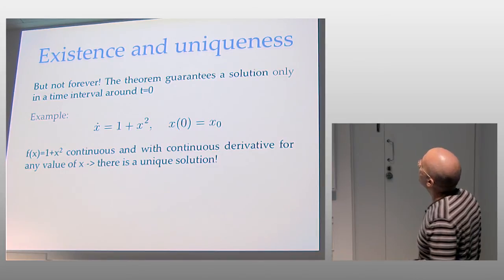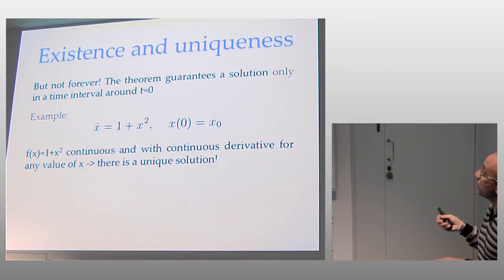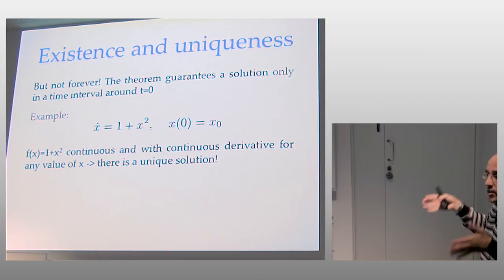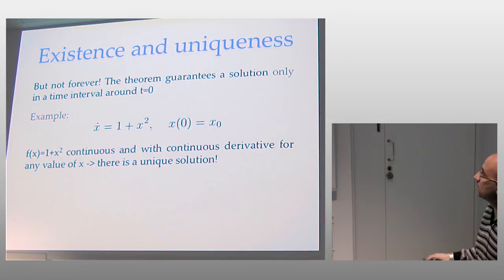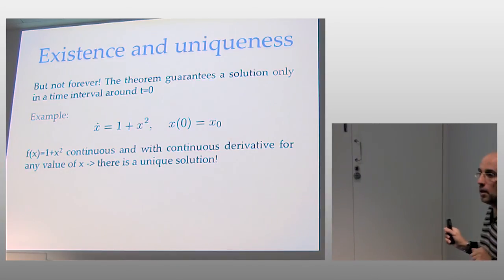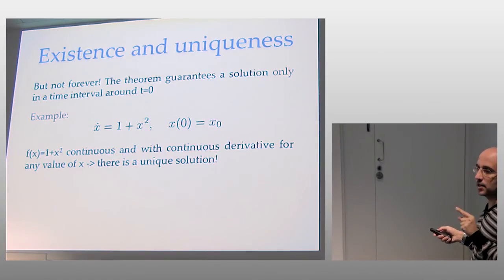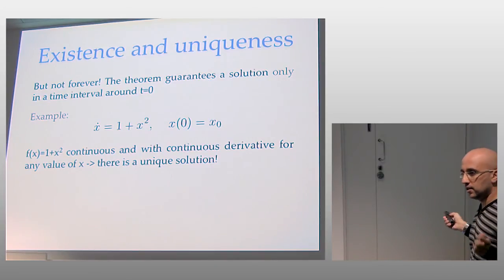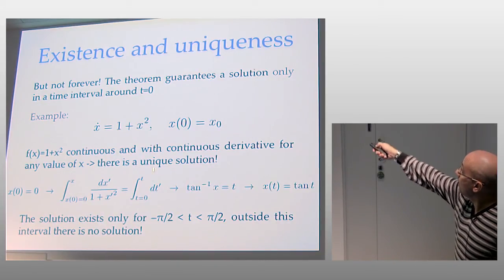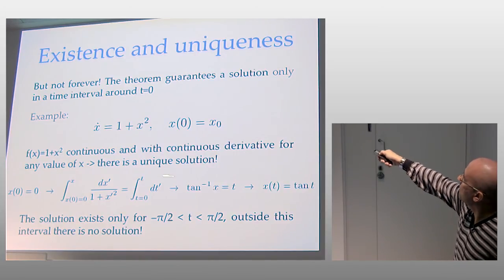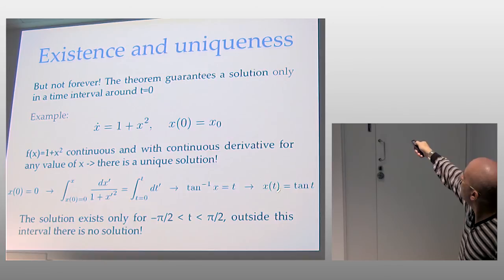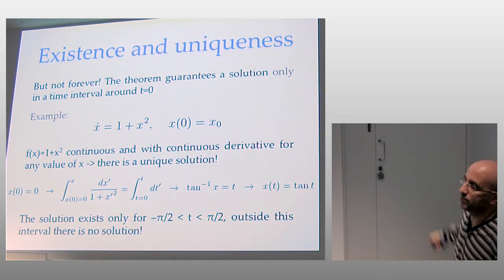It's always continuous, and all its derivatives are too, in all the range of x values, from minus infinity to plus infinity. So it's not even confined to a range. It's really continuous everywhere. So the theorem applies. If I start from any point, I should be able to construct one and only one solution of this problem, but for a limited time. Because actually, in this case, I can solve this equation exactly. I can show you that the solution cannot exist for any time. If I solve this equation by separating the variables as usual, I get that x of t is equal to the tangent of t.